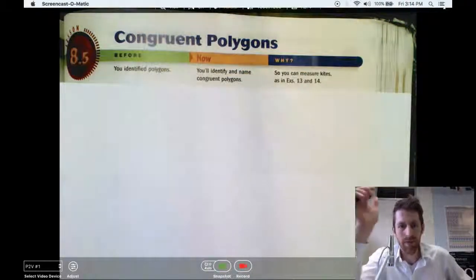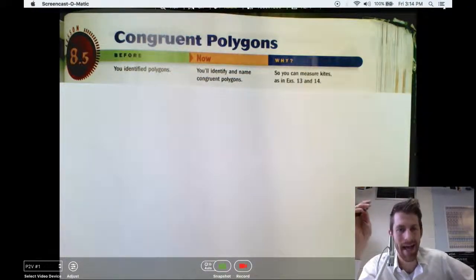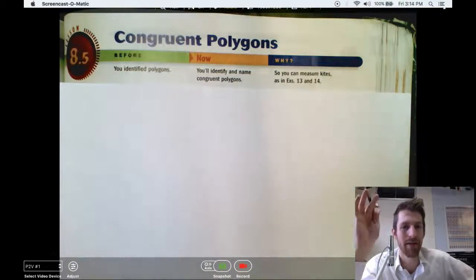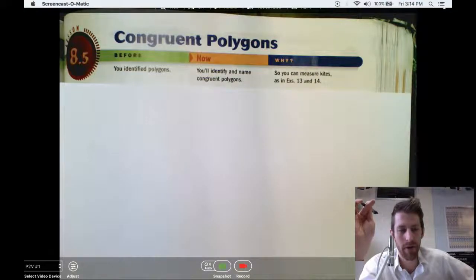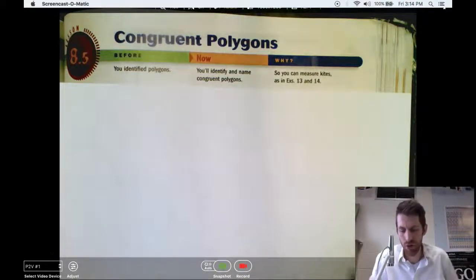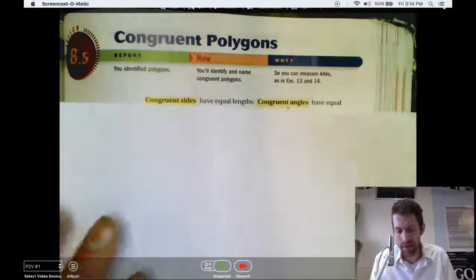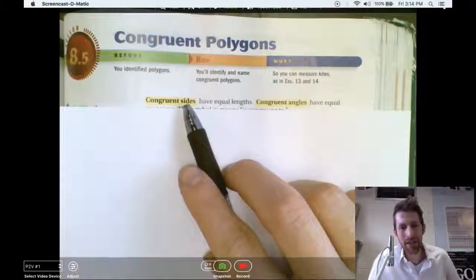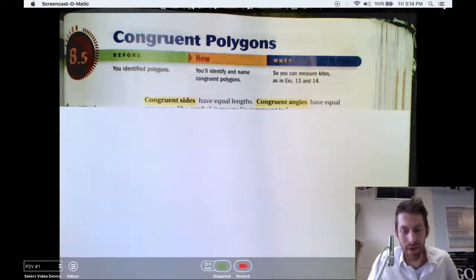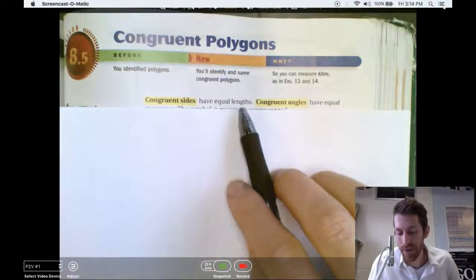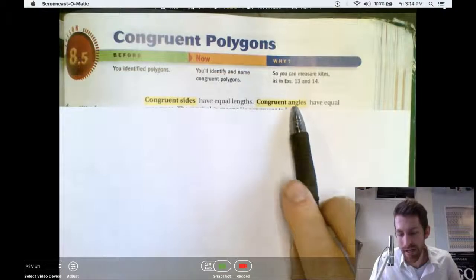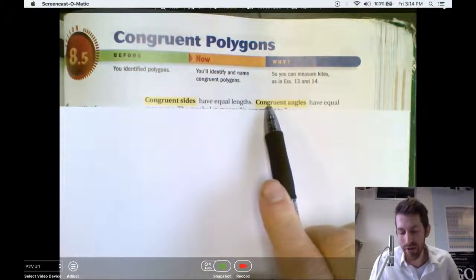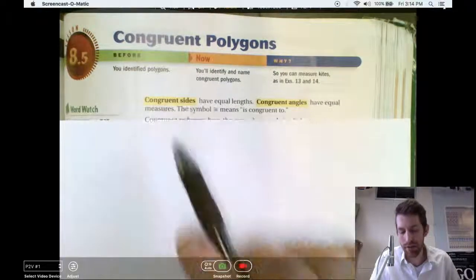Congruent is a fancy word for exactly the same as. So let's get into it. Congruent sides, if one side is exactly the same as another side, well, then obviously they're going to have equal lengths. And if one angle is exactly the same as another angle, they're going to have equal measurements, right?